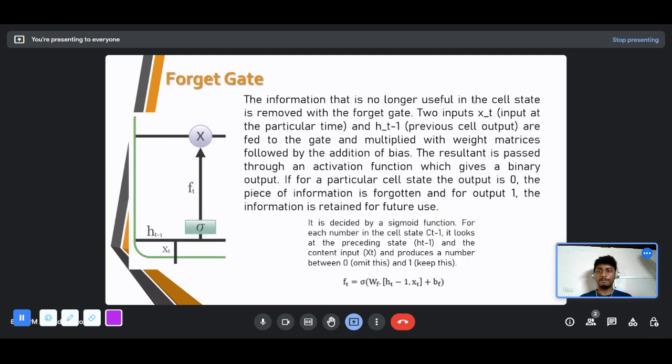So here we have the forget gate. Let us understand what exactly the forget gate is. The information that is no longer useful in the cell state is removed with the forget gate. It's pretty standard and exactly what it stands for.